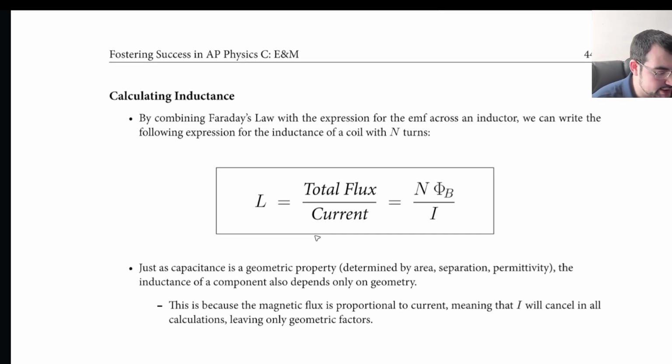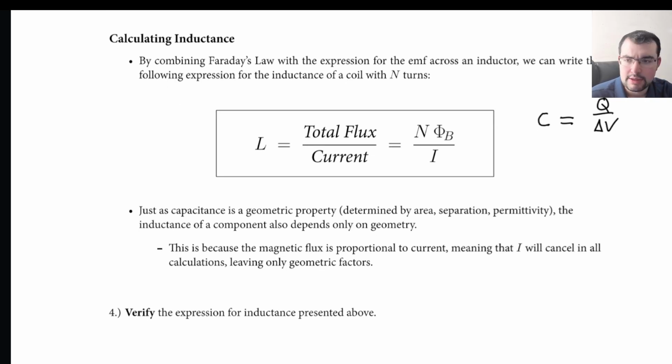So to calculate inductance, of course, we know it's this proportionality constant, but let's actually figure out what it depends on. It might help to make a connection with our electrical analog of capacitance, which we defined as Q divided by delta V. It's how efficient your conductors were at storing charge per unit of potential difference. Similarly, we can define inductance as how efficient your coils are at confining magnetic flux per unit current.